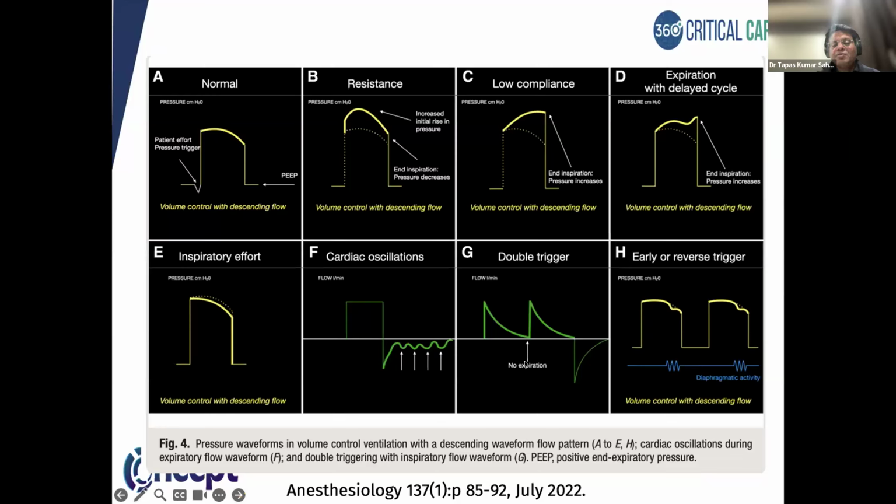And there is a double trigger, that means no expiration is happening here. The patient is trying to breathe again before the expiration has happened. So you need to troubleshoot the triggers. This is sometimes a favorite question, but yes, it needs to be understood in the real context.